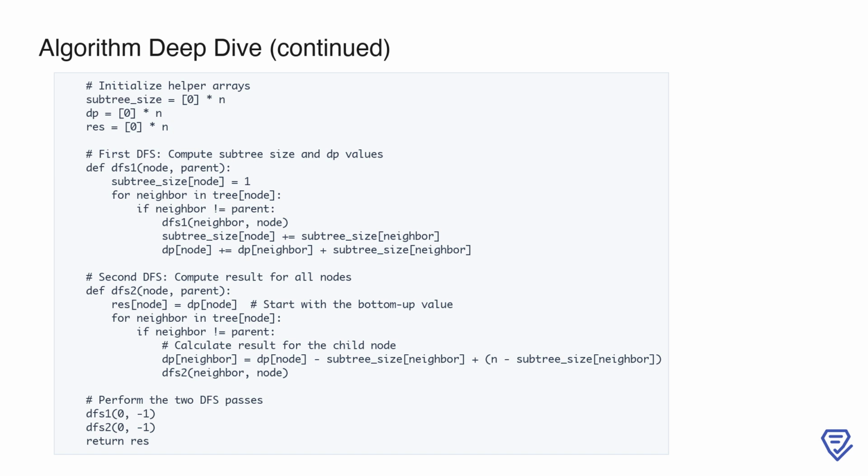Once the first DFS completes, we move to the second DFS pass. Here, we calculate the final results using the relationship derived earlier. Starting with the root, we propagate calculated values to its children. For each child, we adjust the dp value based on the subtree sizes, ensuring that we account for nodes both inside and outside the child's subtree. This recursive process continues until results for all nodes are computed. The final array res is then returned, containing the sum of distances for each node.